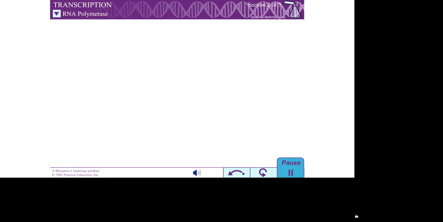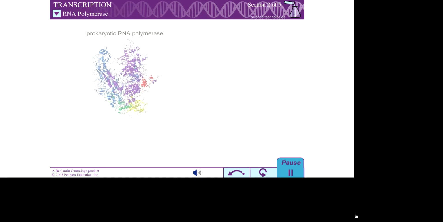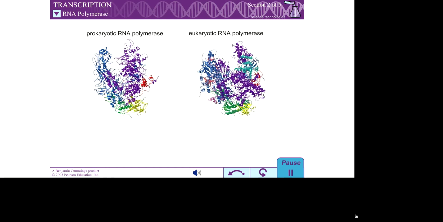RNA polymerases are generally composed of several subunits. However, since RNA polymerase performs essentially the same vital function in all cells, it is not surprising that the RNA polymerases from all organisms share many features.